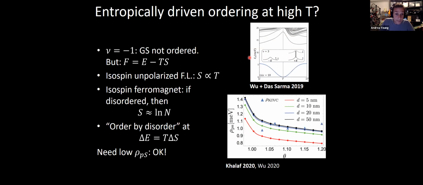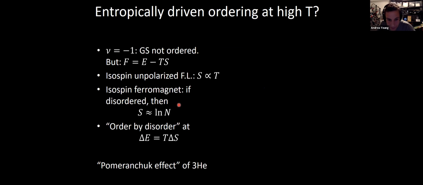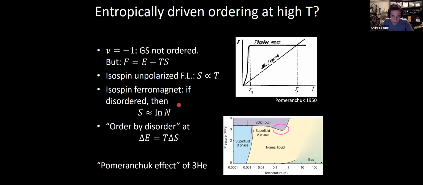So this seems promising, right? It seems possible that this high temperature phase is in fact a mostly disordered isospin ferromagnet. It turns out that this is a very well-known effect, although not that well-known these days because dilution refrigerators became good and the Pomeranchuk refrigerator has fallen out of normal use. But actually this is the mechanism underlying the Pomeranchuk effect in helium-3.